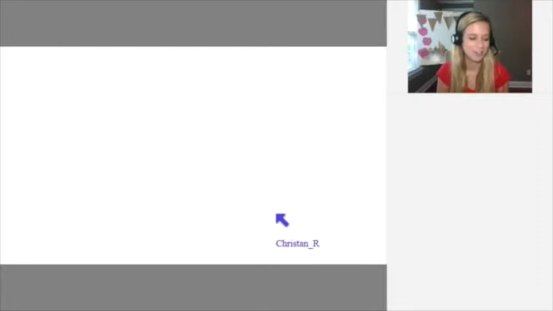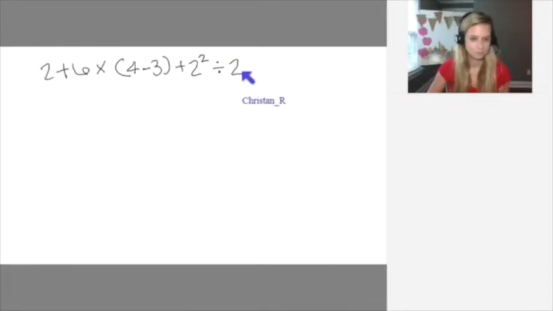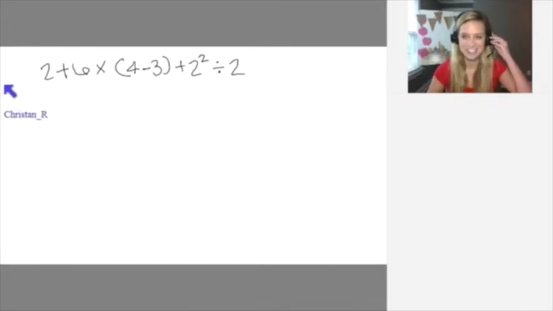I'm a tutor with Tutor Dispatch, and today I'm going to show you how to solve a math problem with lots of different signs and symbols going on using the order of operations. So let's go ahead and get started. Go ahead and write the equation here on the board. So here's our equation. You can see that it's pretty long.